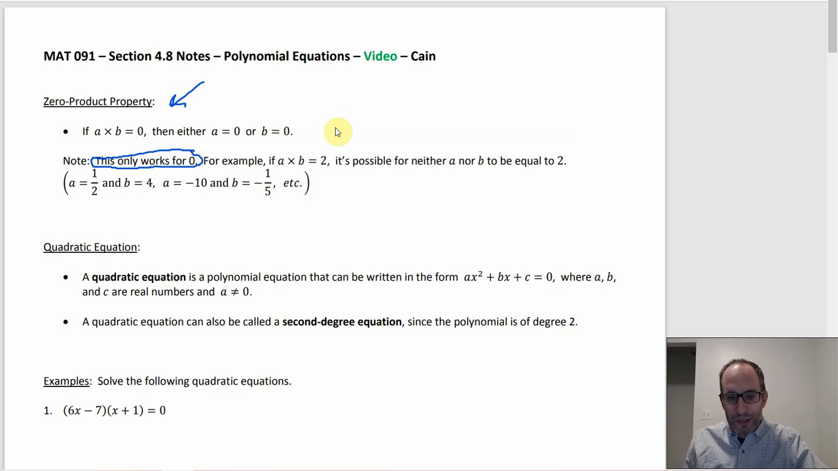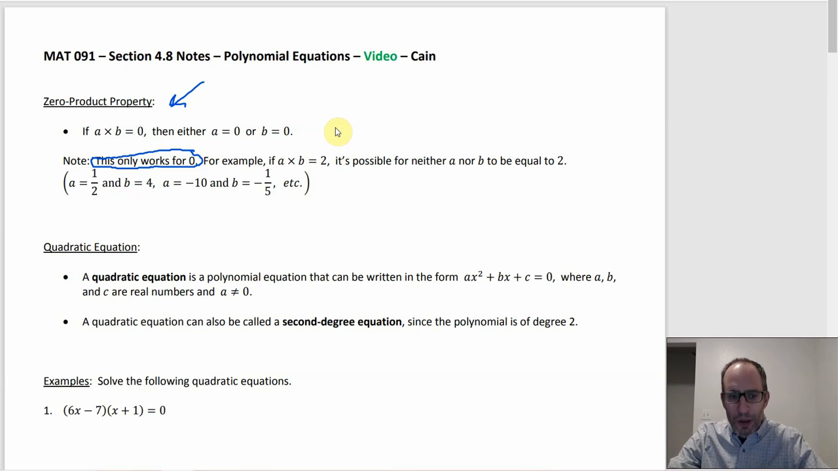I threw an example in here. If a times b was 2, that doesn't mean that either a is 2 or b is 2. They can both be something else. What if a is 1/2 and b is 4? You multiply those together, you get 2, and neither of them is 2 themselves. Same thing if a is -10 and b is -1/5. You multiply those together, a negative times a negative is a positive, and you get 2. So it only works for 0, but it comes in really handy.